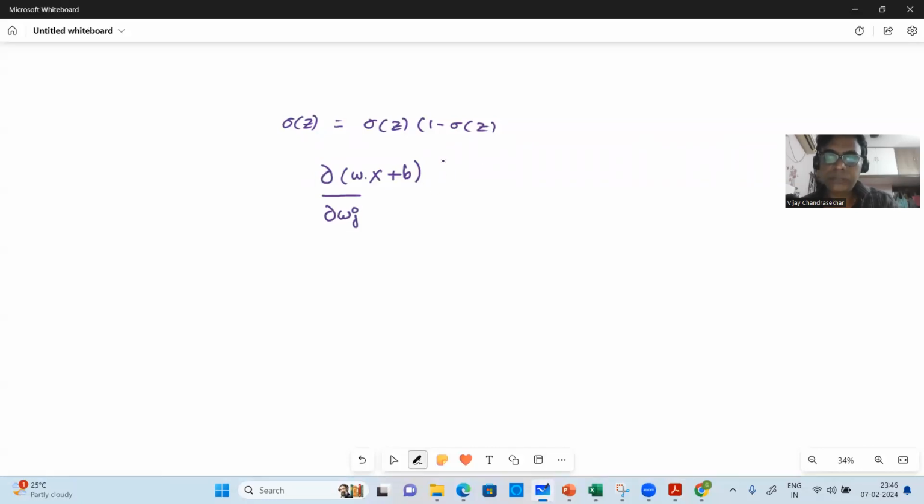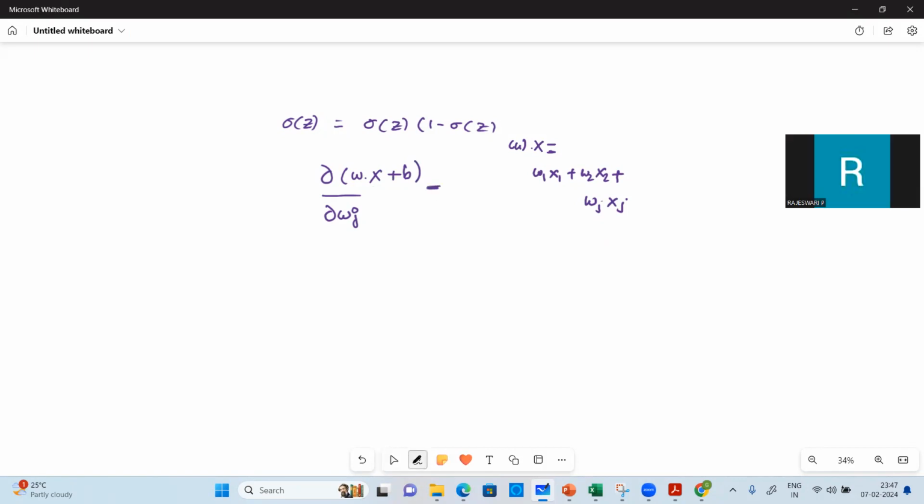So let's say we have w dot x as w1 x1 plus w2 x2 plus up to wj xj. All right. Now, can you tell me what is the partial derivative of this expression? xj. Exactly, it's xj.